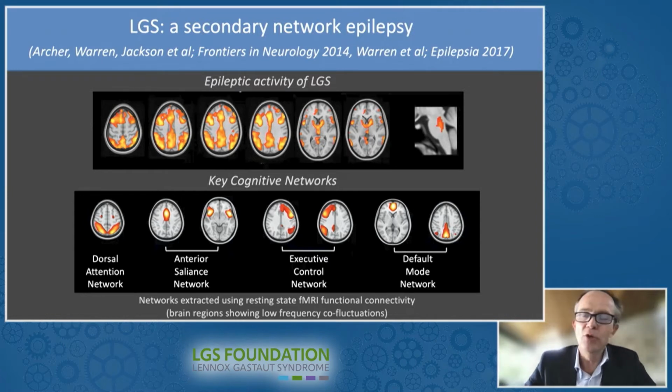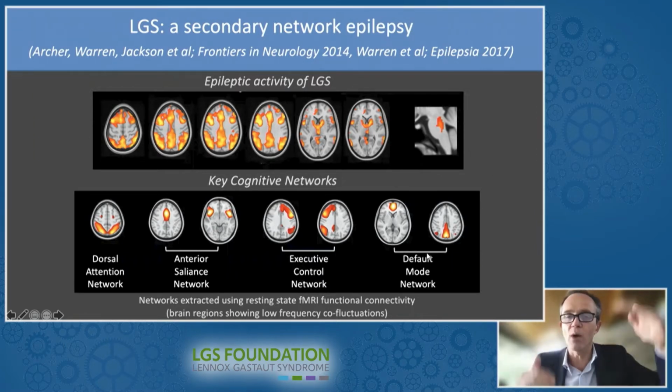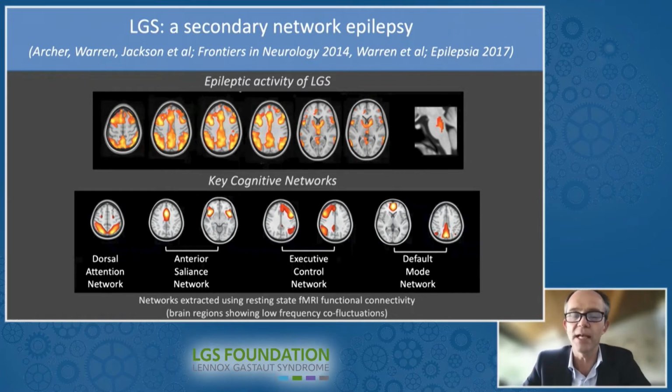Now, normally there is a sort of counterbalancing between, for example, the executive control network and the default mode network. You can't be both externally engaged and concentrating and internally reflective. And these two, as one goes up, typically the other one goes down. But what we see in Lennox-Gastaut syndrome is both of these networks are being driven simultaneously, a highly abnormal pattern of brain activation.